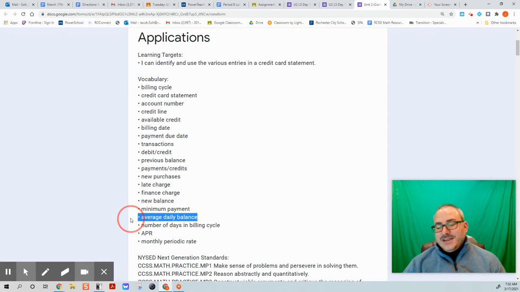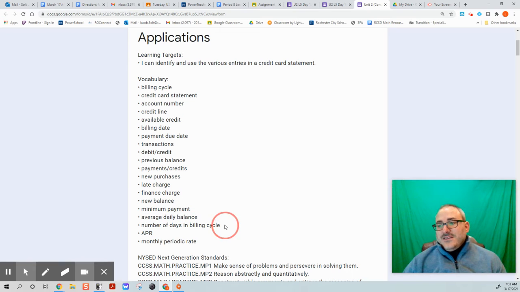Average daily balance. We spent a lot of time in the last lesson calculating average daily balances. Then the credit card company essentially takes an average of each day's balance, divides that by the billing cycle, usually 30, to find the average daily balance you held, and they use that number to assess your finance charge.